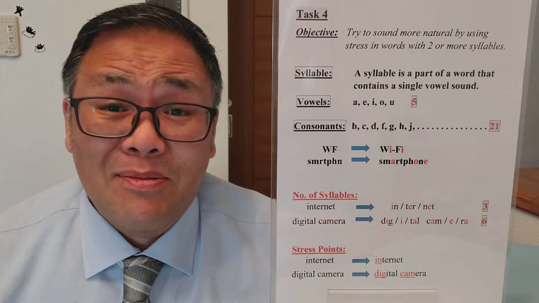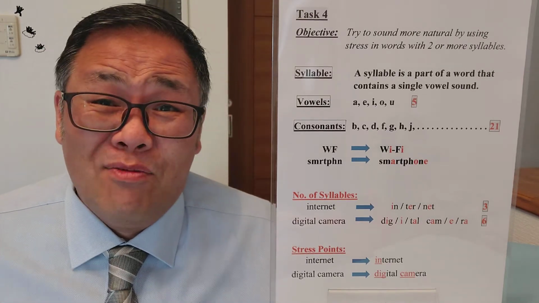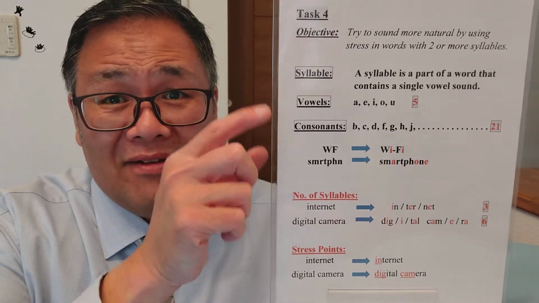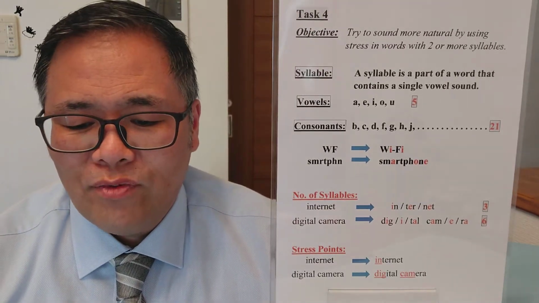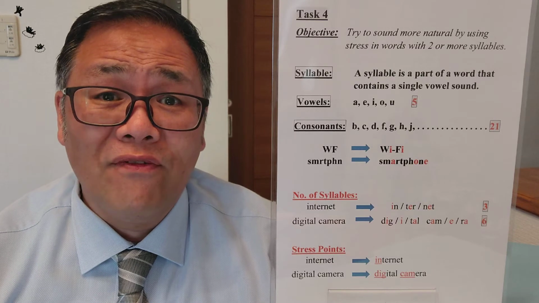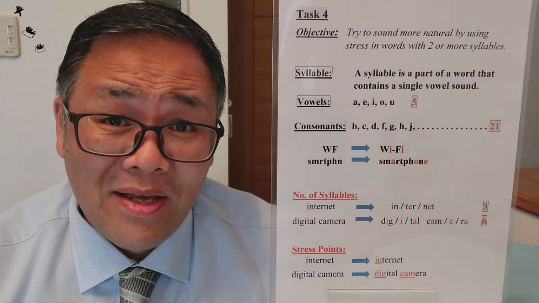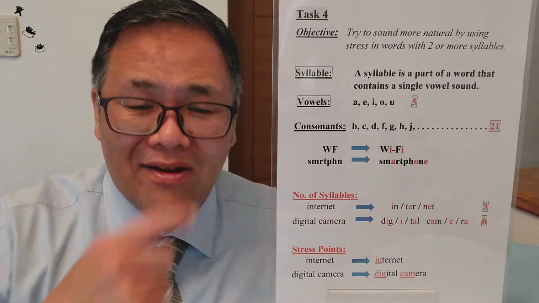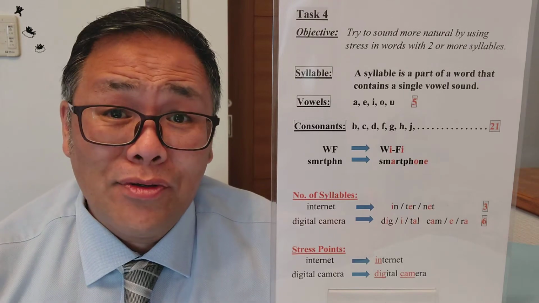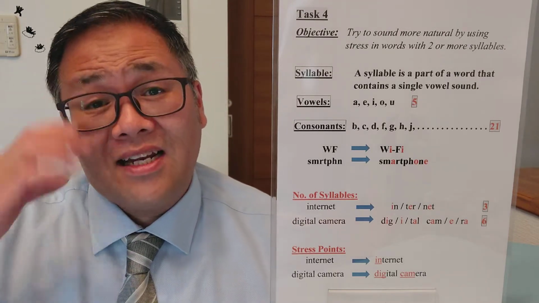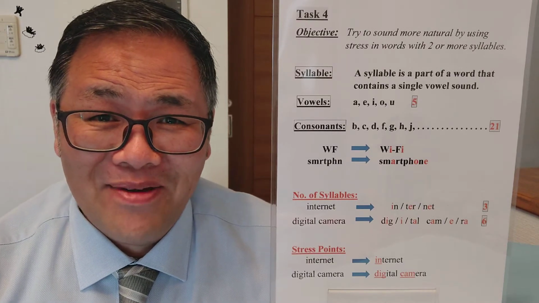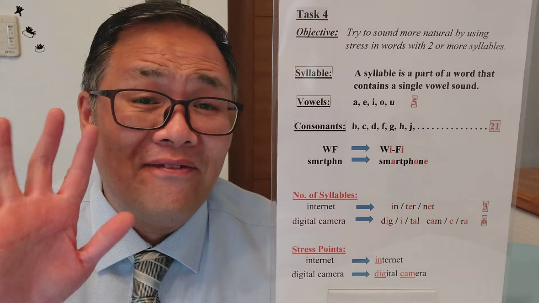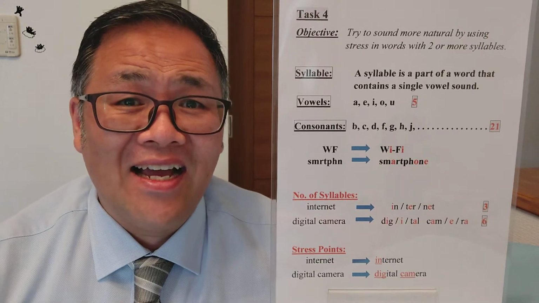Now, let me explain some words. You might ask me what is a syllable. Let's have a look at this chart here. A syllable is a part of a word that contains a single vowel. Vowels you may have learnt in school. The vowels are A, E, I, O, U. There are 5 of them. Remember, in the English alphabet, there are 26 letters, and 5 of them are vowels: A, E, I, O, U.